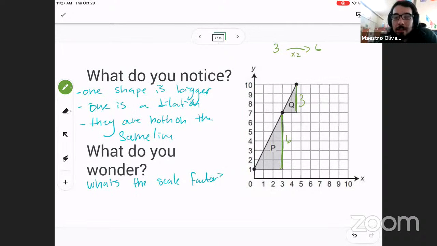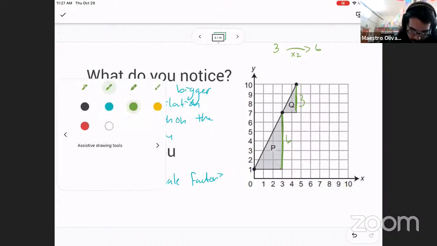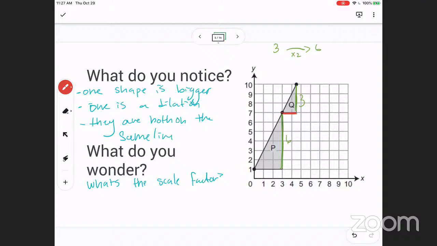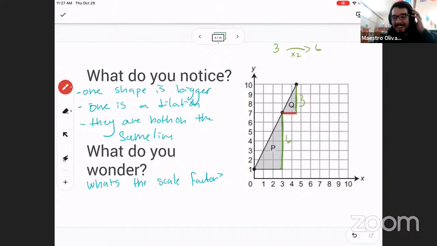Yeah, Angel, the ratio is 2, right? Because it's doubling. But let's just make sure it is 2. How much does this side length here measure? 2 or 1.5, I think. 1.5. Yeah, it's 1.5. It's not quite 2, but it's also not 1. You do not have to write this in your notebook.